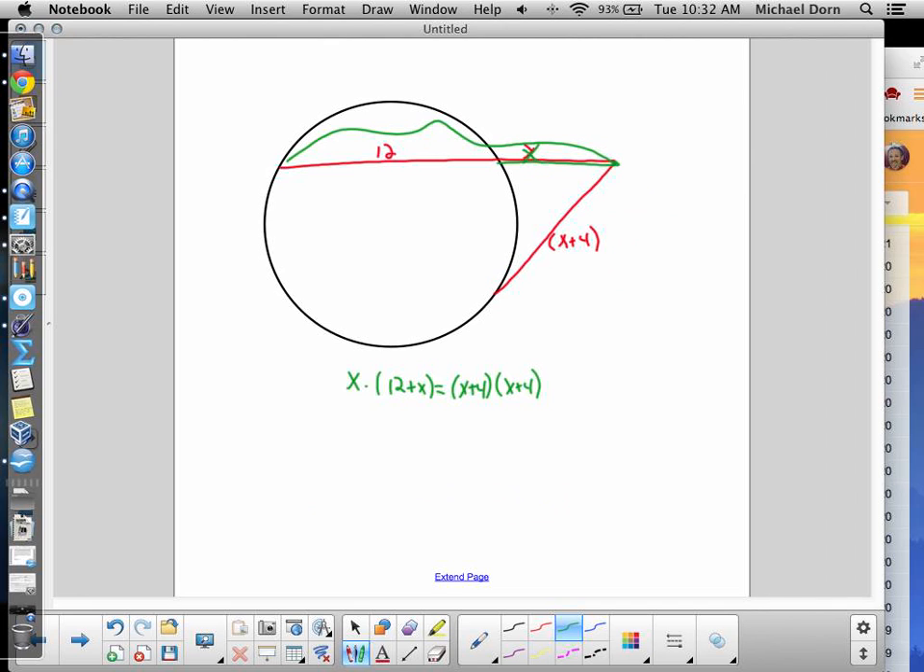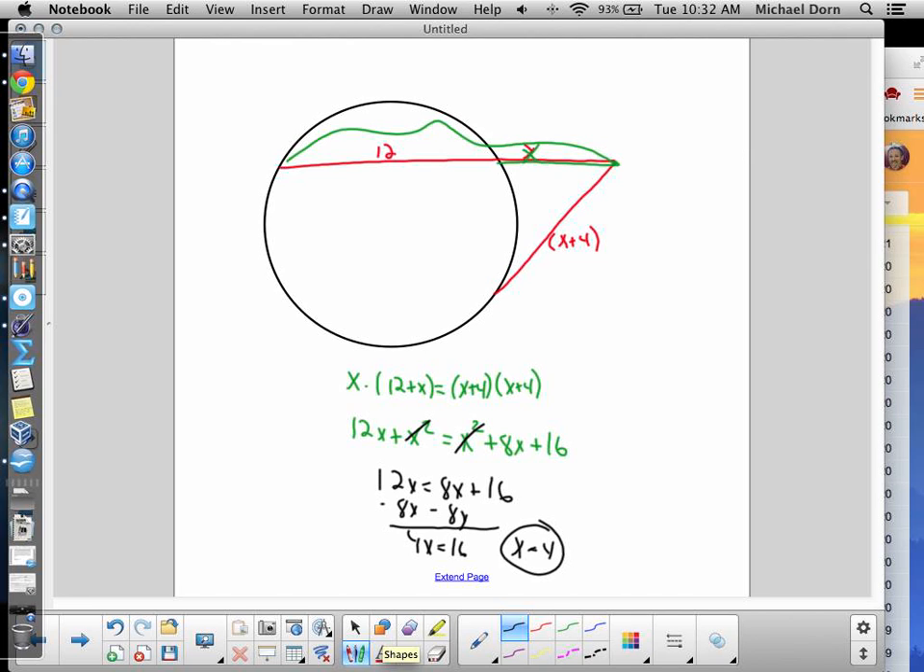We've got a little algebra to do here. Actually, this is not going to wind up being nearly as bad as you think it might. Because x times 12 plus x is 12x plus x squared. When I FOIL this out, this is x squared plus 4x plus 4x is plus 8x plus 16. And thankfully for us, the x squareds are going to cancel out. So I get 12x equals 8x plus 16. Subtract the 8x. 4x is 16, so x is 4. So if this length is 8, this is 4 and 12.